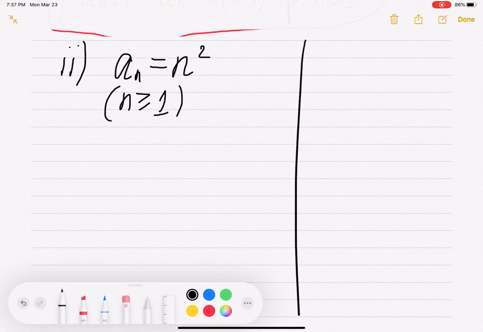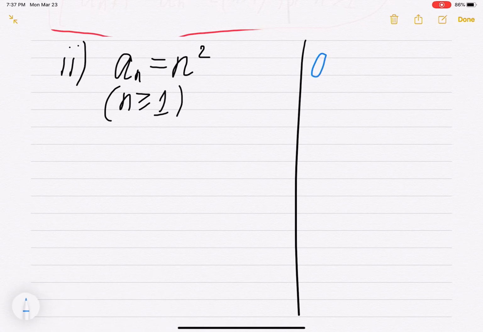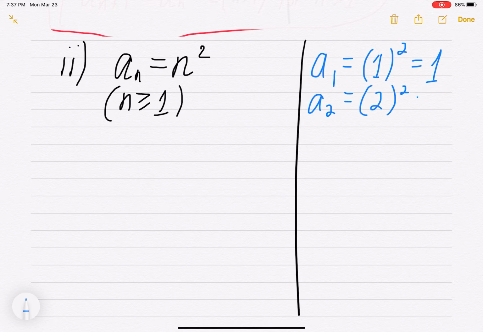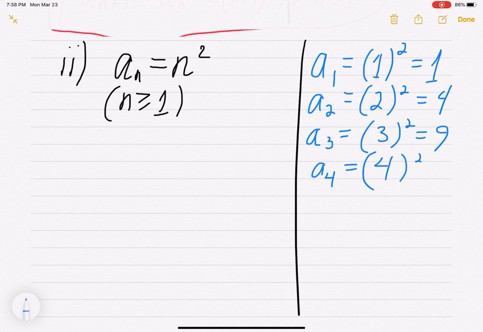So let's go blue. We have what? A sub 1 is our first term. It's going to be 1 squared, which is 1. A2. That's 2 squared, which is 4. A3. 3 squared, which is 9. And A4, which is 4 squared, 16. And so on and so forth, right? Etc.